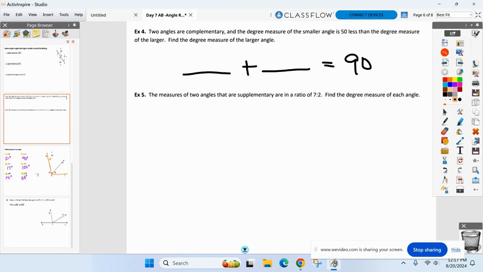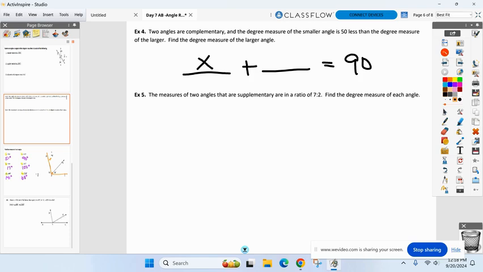All right, next. I always say make one of your angles X. If you're looking for 2 angles, make one of the angles X. Now base your next angle off the problem. The degree measure is 50 less than the one we just wrote down. So what am I going to put in that second blank? One angle's X, the other one's going to be 50 less than that.